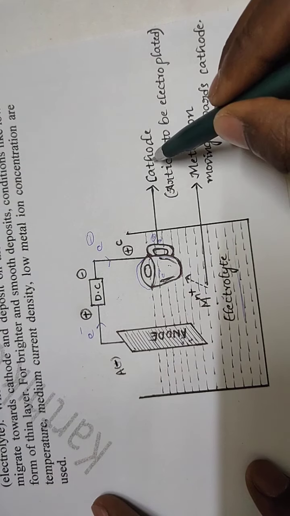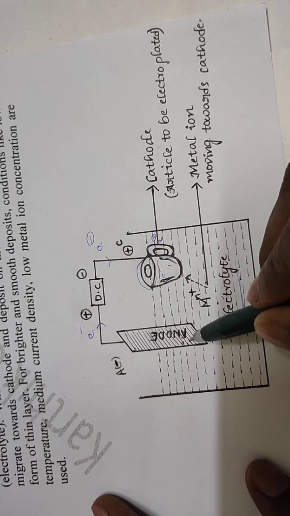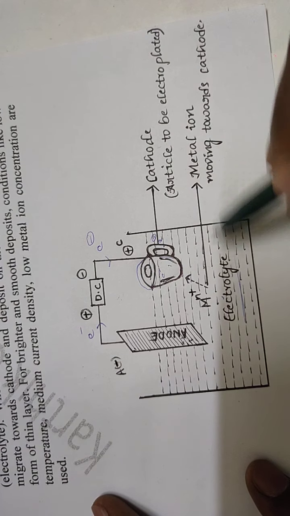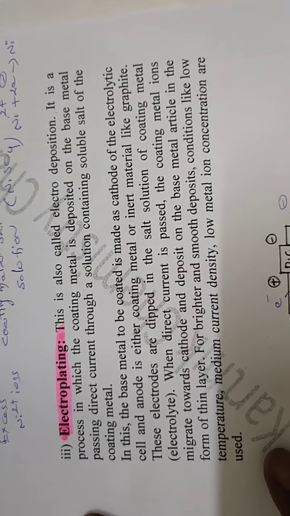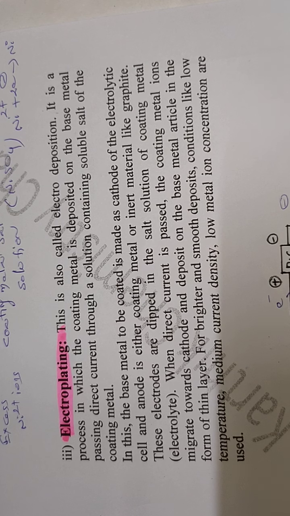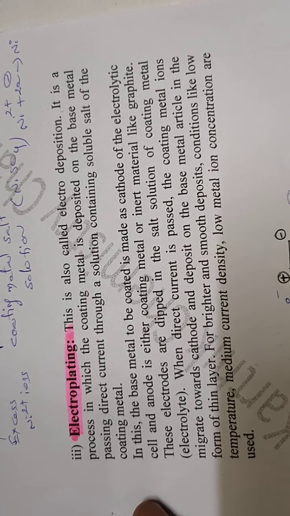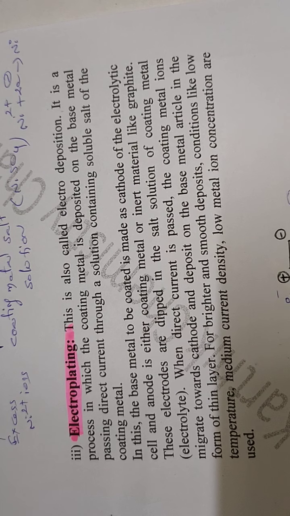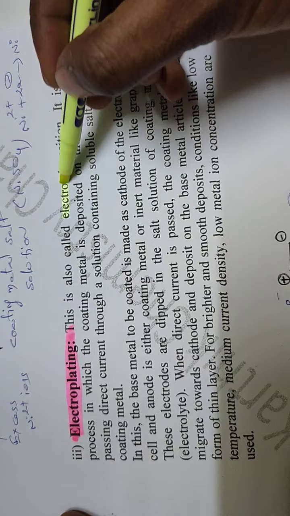It is the cathode, the article to be electroplated; it is the anode, the coating metal; these are the metal ions moving towards the cathode. So it is electroplating. You can write down the notes by seeing here, I am explaining to you. Electroplating is also called electrodeposition.